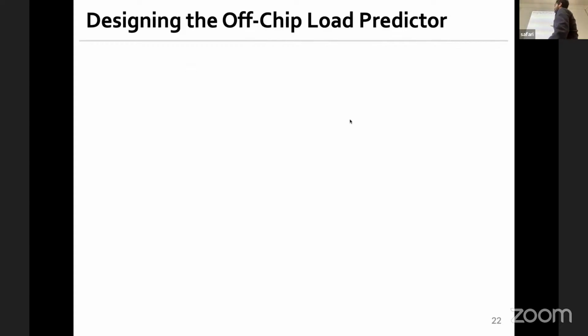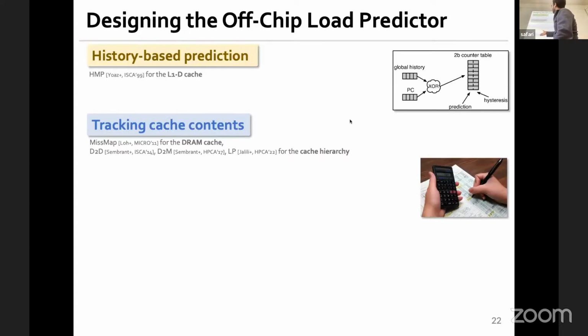Notice that this is not the first work to envision this kind of prediction. There are prior works that have laid out the groundwork. These are the two specific types of prediction mechanisms that we can evaluate. One is history-based load prediction, which is evaluated in HMP. It was not evaluated in this context; it was evaluated for a different context, instruction scheduling, but we can repurpose HMP for our purpose. That's the history-based prediction mechanism, and then we also have the tracking-based mechanism, which simply tracks which cache blocks are present in the cache arrays.